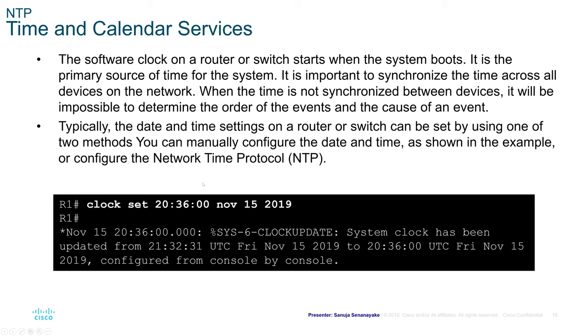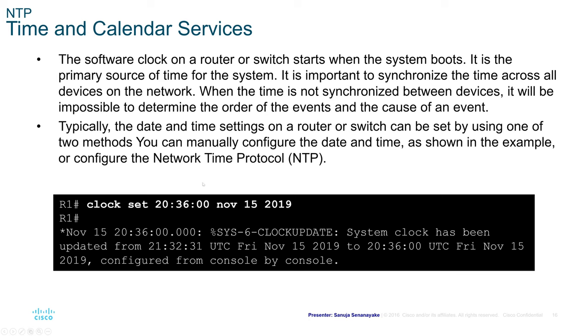Notice that R1 is synchronized with a stratum 1 NTP server at 209.165.200.225 right here, which is synchronized with a GPS clock. The show ntp status command displays that R1 is now a stratum 2 device that is synchronized with the NTP server located at that IP address.